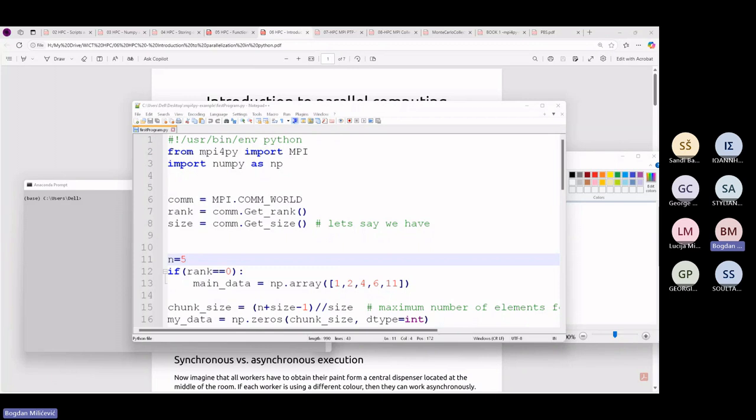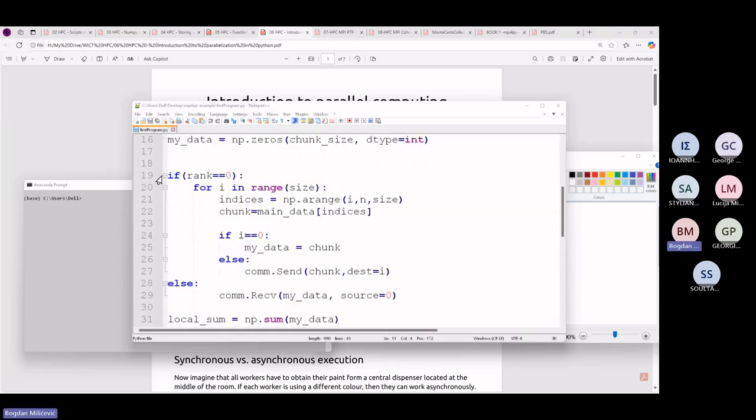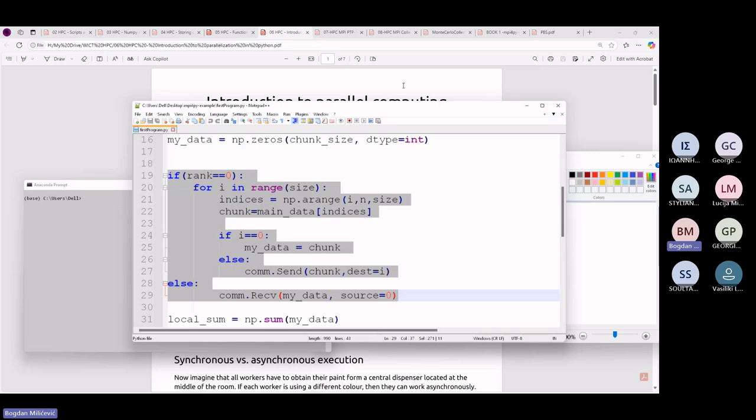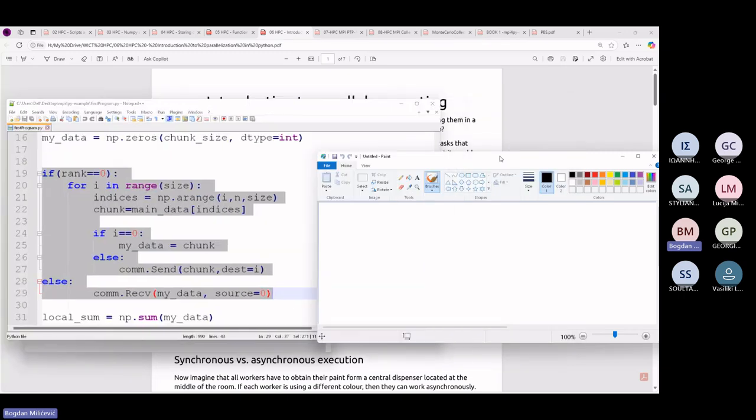So let's first recap what we have done yesterday. This was our first program, which we used to summarize the data in one arbitrary array using parallel programming. So first, in lines from 19 till 30, we used a cyclic decomposition, and I will explain this once more.